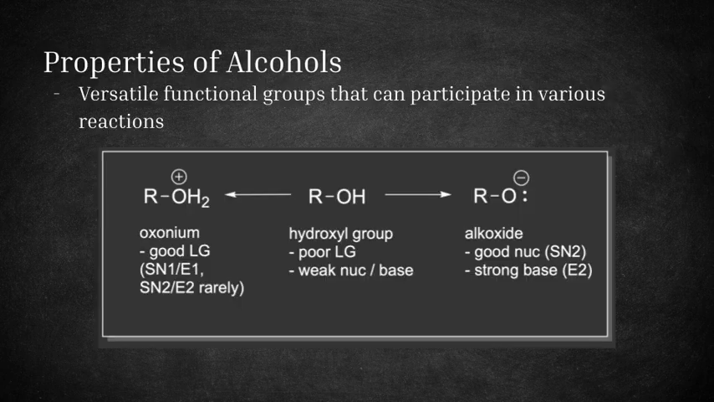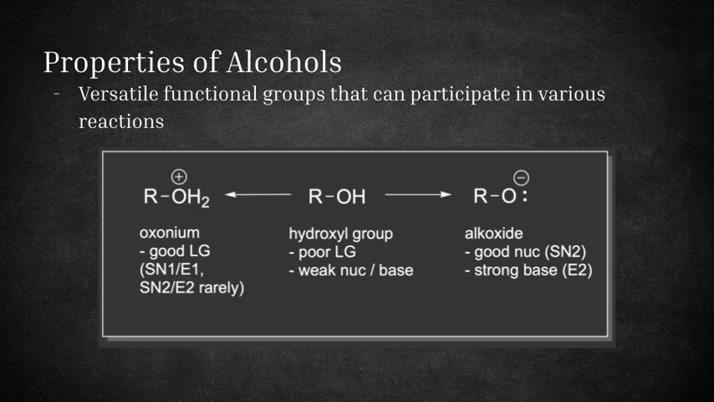Alcohols are versatile functional groups that can participate in various reactions we've already covered. The hydroxyl group in alcohols is naturally a poor leaving group and a weak nucleophile and base. However, when treated with a strong base to deprotonate the acidic hydrogen, the alcohol forms an alkoxide ion, which is a much stronger base and a better nucleophile. These alkoxides are excellent nucleophiles for SN2 reactions and serve as effective bulky bases for E2 reactions.